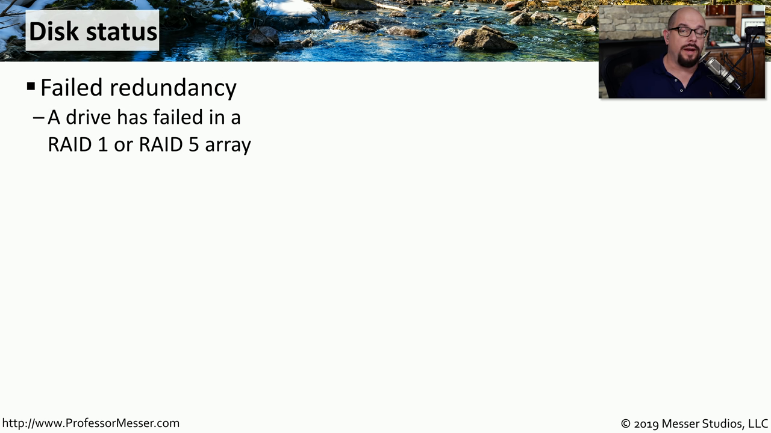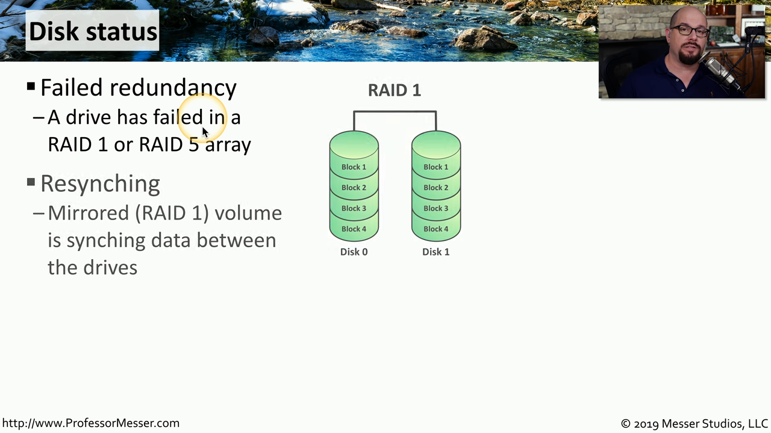If you have a RAID 1 or a RAID 5 array inside of your computer and one of those disks has failed, the disk status will show that you have a failed redundancy. At that point, you'll need to remove the bad drive and replace it with a known good drive. If this is a RAID 1 or a mirrored array, that means that you'll now have a brand new drive and all of that information will need to be copied from one drive to the other.